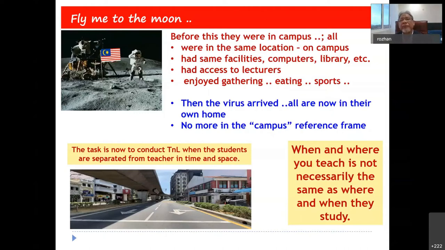Before, they were on campus, so we were in the same location. We had the same facilities. We had the same computer network. Access to lecturers. We enjoyed gathering, eating, sports, going to the gym, on campus. So this is the on-campus frame of reference. I teach physics, so I talk about frame of reference. Are you happy with the frame?